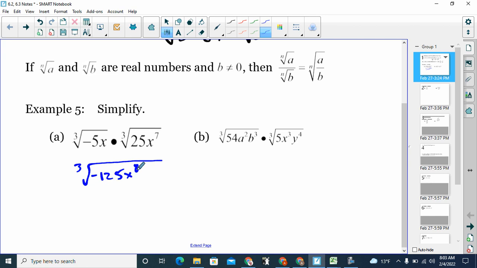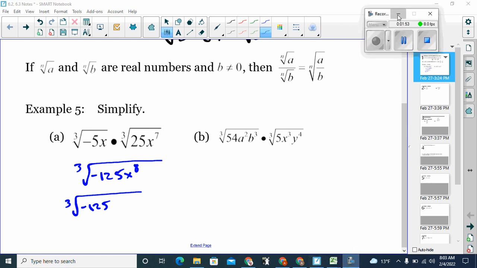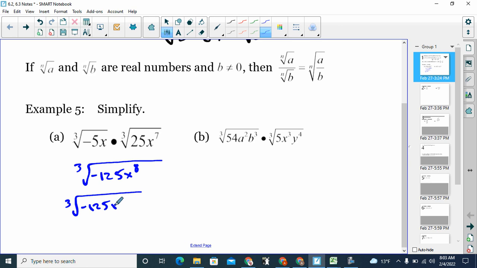Even though 8 is not a perfect cube, x to the 8th is not, because 8 divided by 3 doesn't come out even. So we need to split it up the same way we did last class. I need a number less than 8 that is divisible by 3. That number would be 6. It's the closest one to 8. And then to get x to the 8th, I need x squared. X to the 6 times x squared is x to the 8th.